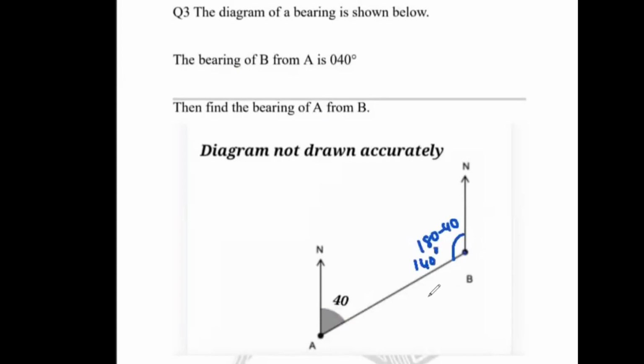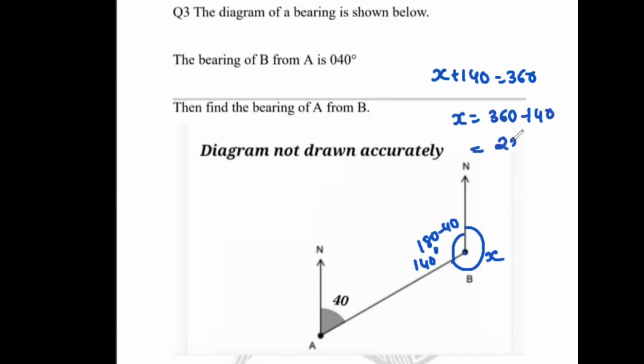If this is 140 degrees and I want to calculate this reflex angle, the outer angle, clearly, the inner angle plus outer angle add up to 360 degrees. If this is x, then x plus 140 equals 360. And from here, I can calculate x as 360 minus 140, which will be 220 degrees.